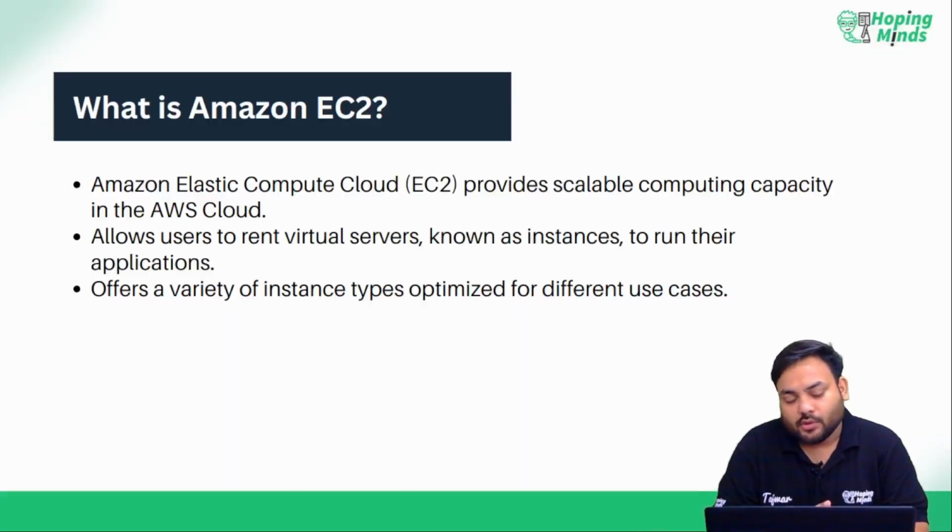As you can see on your screen, what is Amazon EC2? EC2 stands for Elastic Compute Cloud, as written on your screen. It provides scalable computing capacity in the AWS cloud. So we are talking about the virtual machine. You can create your own virtual machine or rent a virtual server, and this virtual machine or virtual server is known as an instance.